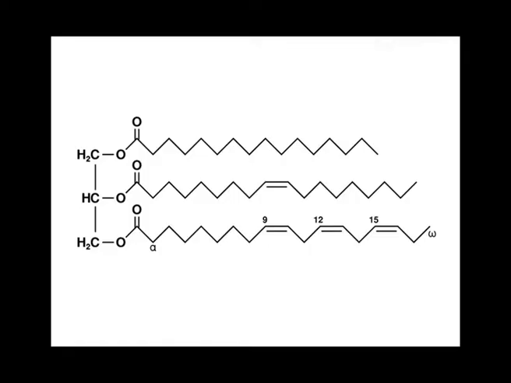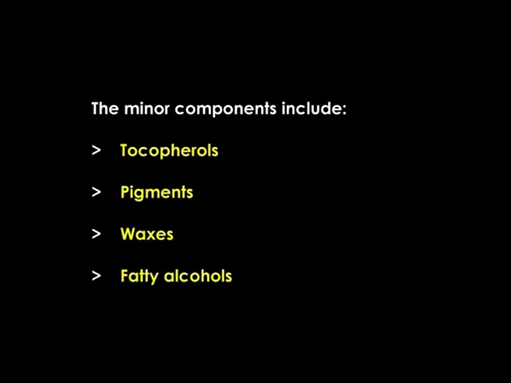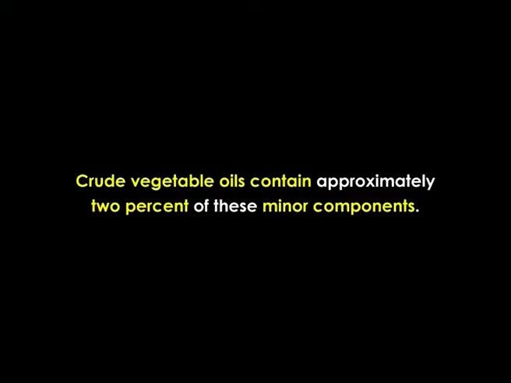The main components of edible fats and oils are triglycerides. The minor components include mono and diglycerides, free fatty acids, phosphatides, sterols, fat-soluble vitamins, tocopherols, pigments, waxes, and fatty alcohols. The free fatty acid content of crude oil varies widely based on the source. Other than the free fatty acids, crude vegetable oils contain approximately 2% of these minor components. Animal fats contain smaller amounts.